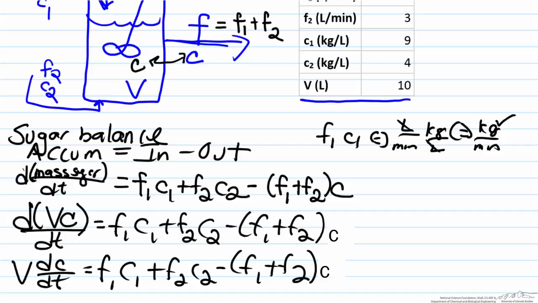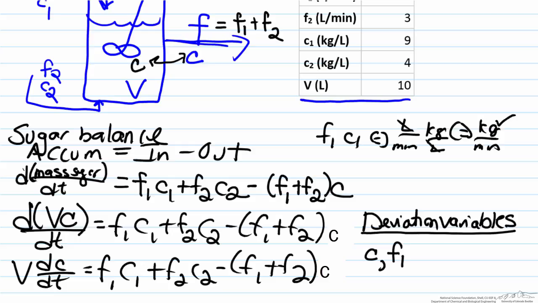Now for simplicity's sake, we want to put this into deviation variables as we put this into Laplace transforms. This is not a necessary step, but it makes some of our solution process a little easier. Here, the things that can vary are C and F1. Note, if we were doing this in terms of F, that would also vary, but in this case, we explicitly wrote F as F1 plus F2 to make it a little easier to solve. So our deviation variables will be C prime and F1 prime.